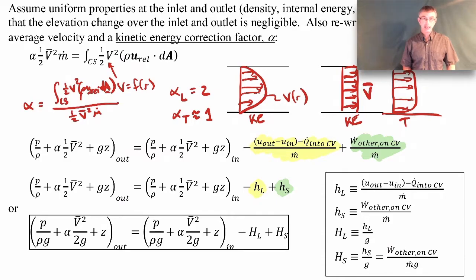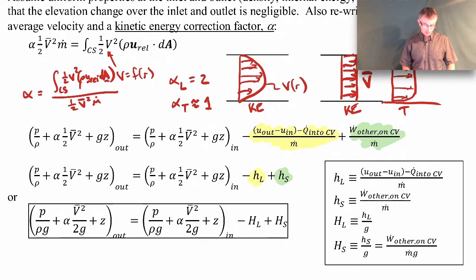Each one of these terms is called a head term, and we talked a little bit about this before when we talked about Bernoulli's equation. This is a pressure head, a velocity head, elevation head, head loss, shaft head. It looks a little different now, and that's because we've accounted for the possibility of losing some energy due to viscous effects, as well as bringing in energy or taking energy away through rotating shafts like a turbine or compressors.